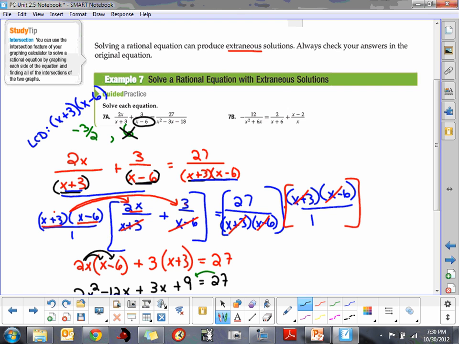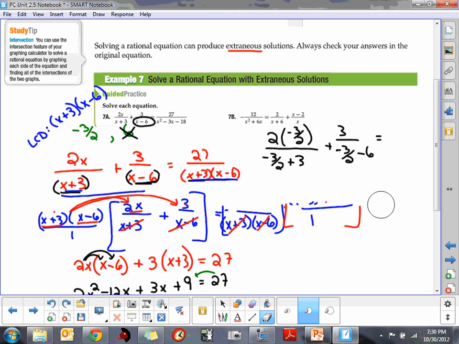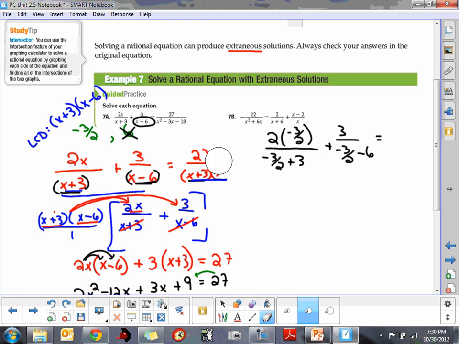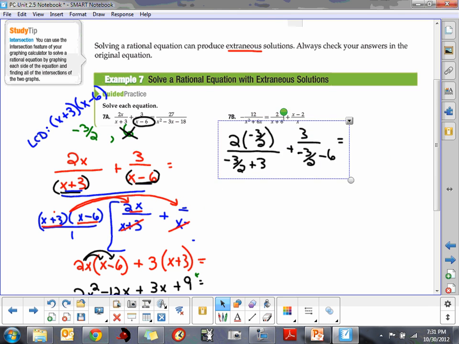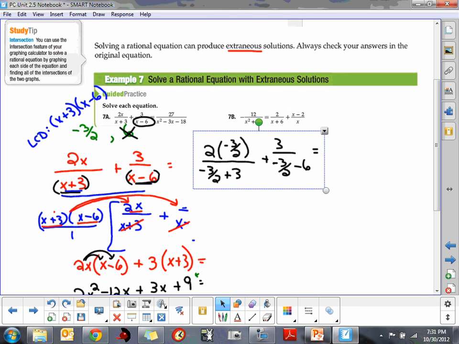And now the rest of this we could plug in and we can check our negative 3 halves. So I got to take 2 times a negative 3 halves all over, we've got a negative 3 halves plus 3, and we got plus 3 over, then we got a negative 3 halves minus 6. And I want to see if that's going to equal. I'm running a little bit out of board space here, so I'm going to get rid of this and slide that whole thing over. Okay, now is that equal to?